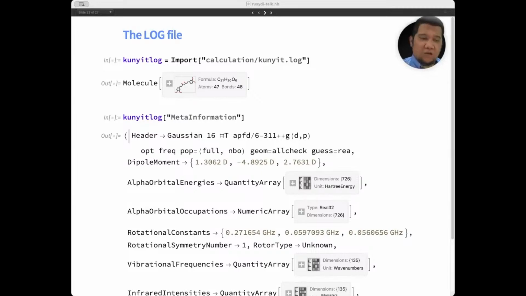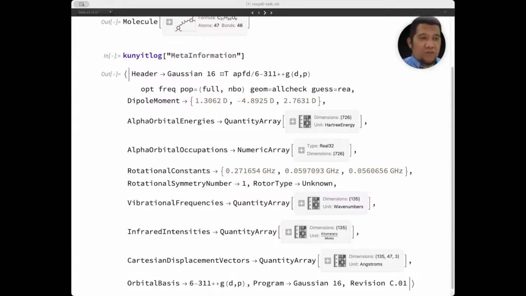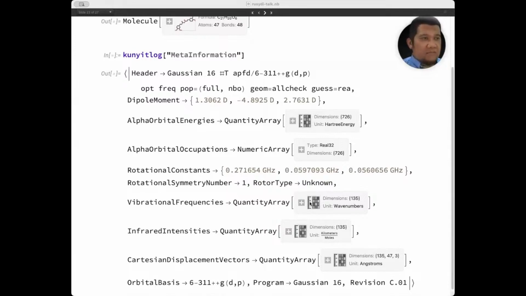Then we have physical quantities, such as the dipole moment, the orbital energies and occupancies, rotational constants and symmetry, the vibrational frequencies and intensities, and the movement of atoms during vibration. The array means Wolfram Mathematica already tabulated the result, which means we can manipulate and visualize them as needed.